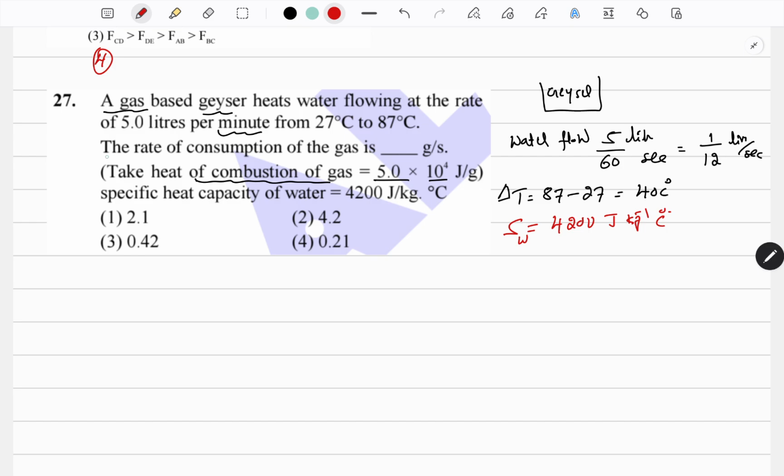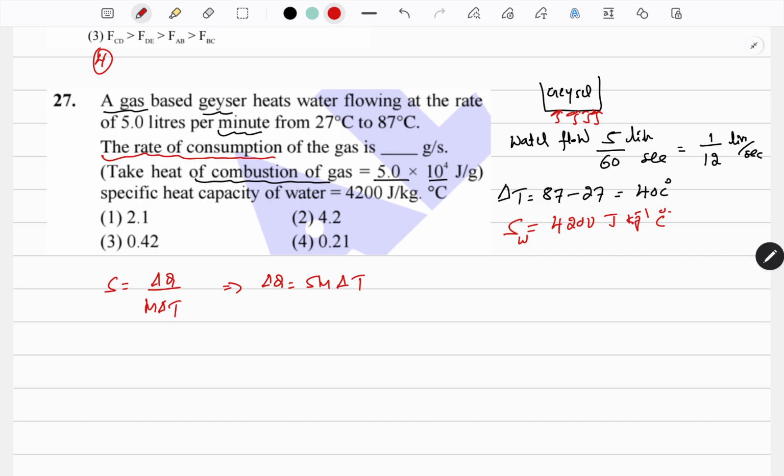So now the rate of combustion. The rate of combustion of the gas is what you have to find. So how to solve this one? First you have to calculate how much heat is required. How much heat energy is required? The specific heat capacity formula is delta Q divided by M into delta T. So delta Q is equal to S M delta T.